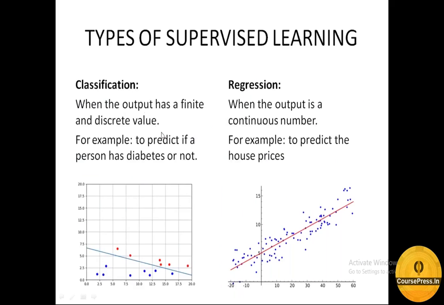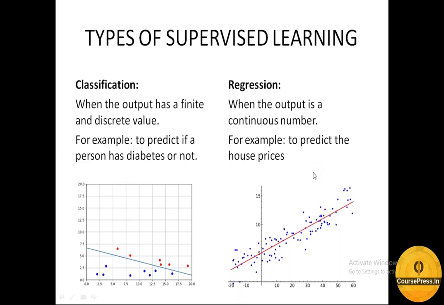What happens in classification is that there are classes present. For example, we have to predict whether a person has diabetes or not. Let's say the blue dots represent a person with diabetes and the red dots represent a person who does not have diabetes. So these are the two classes that form. The line stretched between them separates these two classes.